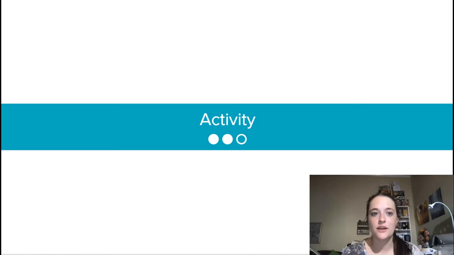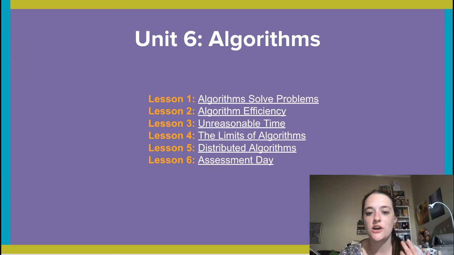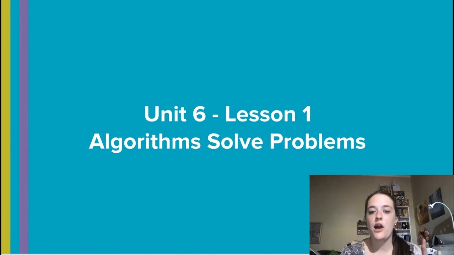For this lesson, as we work through Unit 6 of Computer Science Principles, we are going to be talking about algorithms. We won't do everything in these lessons, so make sure you pay attention, because some of it is going to go a little bit deeper than what I really want to go into. But we will start with how algorithms solve problems, and this is going to be lesson 1.